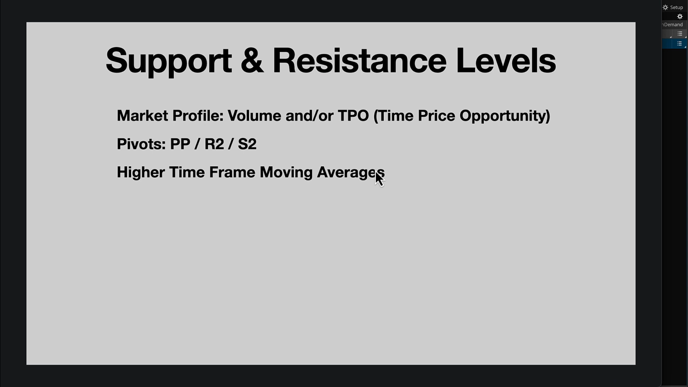All right, so we've got a market profile, either volume and/or TPO, right? And TPO stands for time price opportunity. So we've got two different indicators available. One is a volume profile, one is a TPO profile.